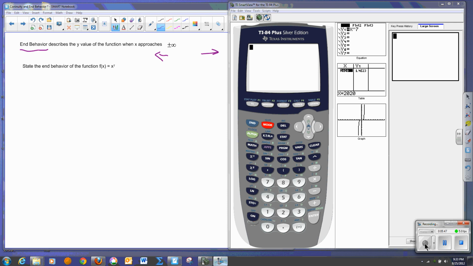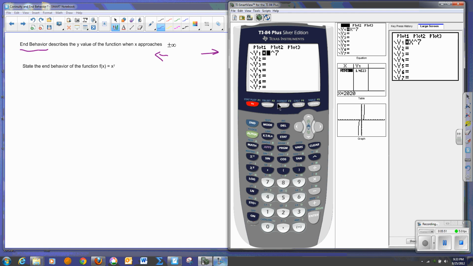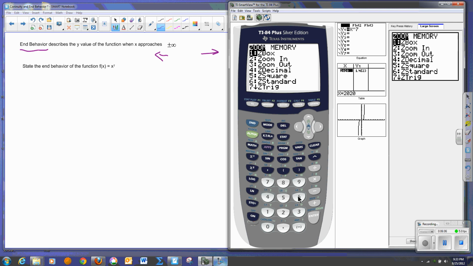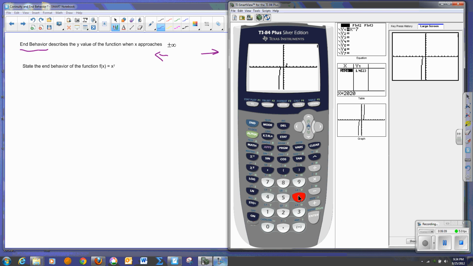So the first thing we'll do is hit the y equals button and type in the function x raised to the 7th power. Next, you'll need to set the window appropriately. I guess you could probably set it in the standard window, so go to zoom and 6, standard. And we should have enough to see what's actually going on.